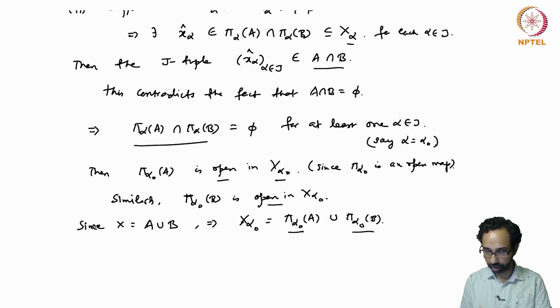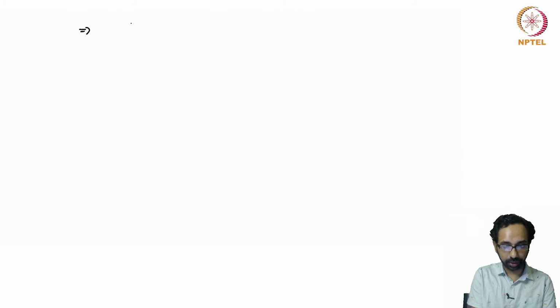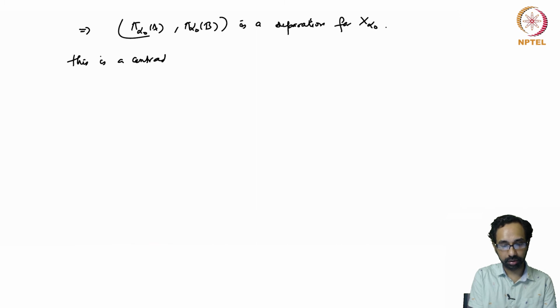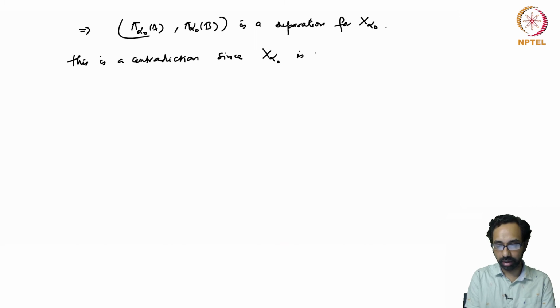So let me write that down. This means that pi alpha naught A and pi alpha naught B is a separation for X alpha naught, and this is a contradiction, since we have assumed X alpha naught to be connected.